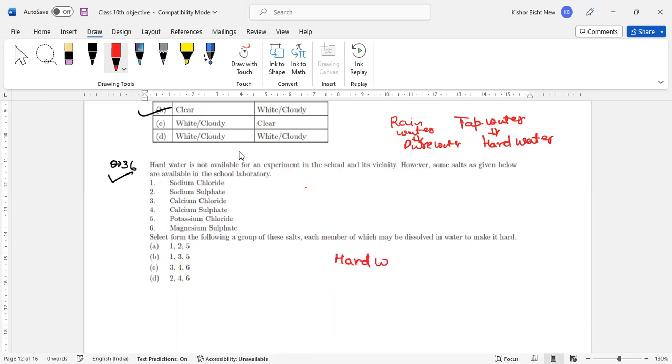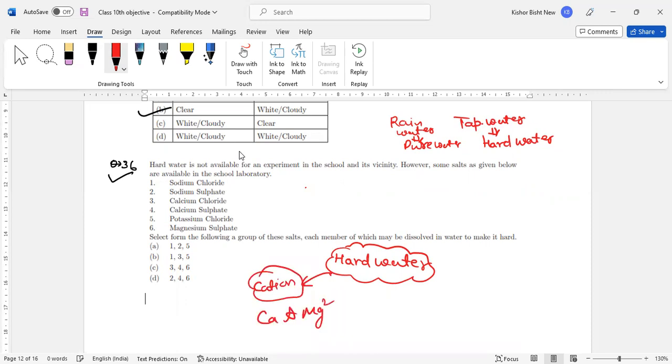Now, hard water I already discussed. Please remember, whenever we discuss the cations, calcium and magnesium ions are present. And whenever we discuss the anions, here the carbonate ion, chloride ion, and sulfate ion, SO4 2-. These three anions are present. Now check in which one calcium and magnesium are present.